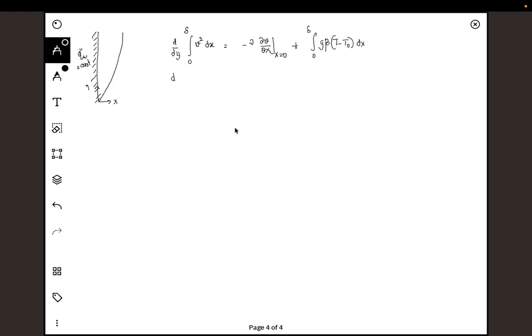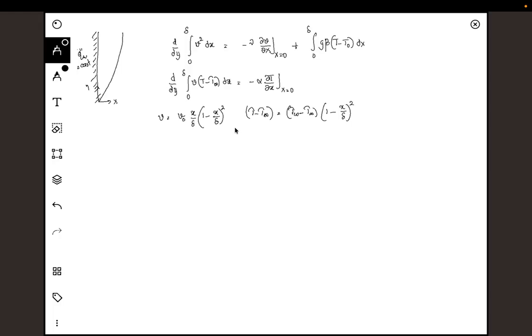Similarly, the energy integral equation, instead of v squared, will have v times (T minus T_0 or T infinity) dx, which is equal to minus alpha del T/del x at x equal to 0. So you are assuming v equals some v_0 x/delta, and similarly T minus T_0 or T infinity is (T_w minus T infinity) times (1 minus x/delta) whole squared.